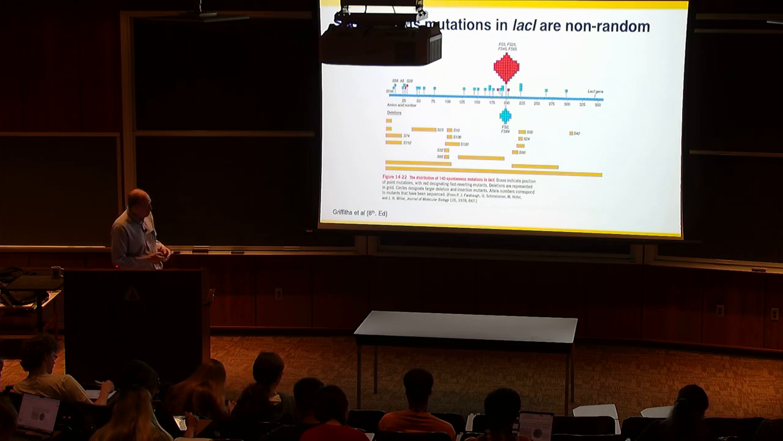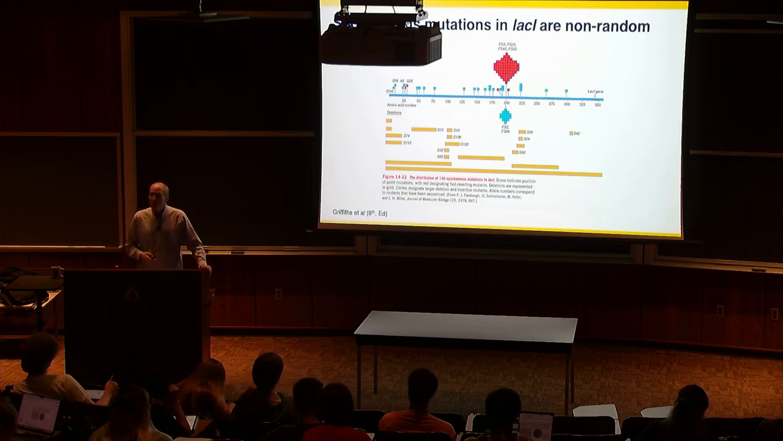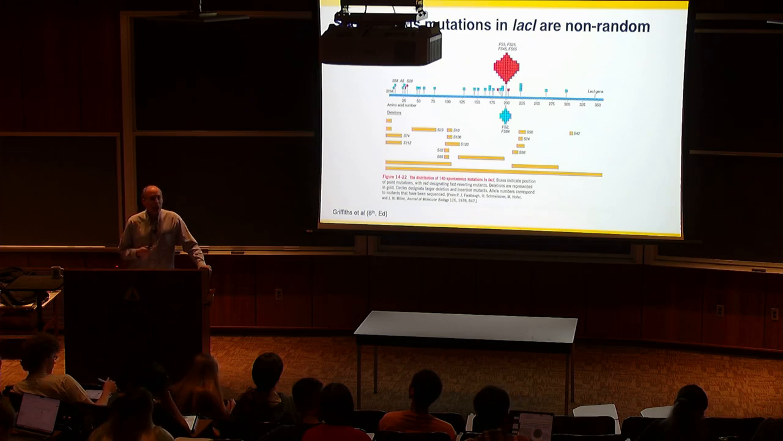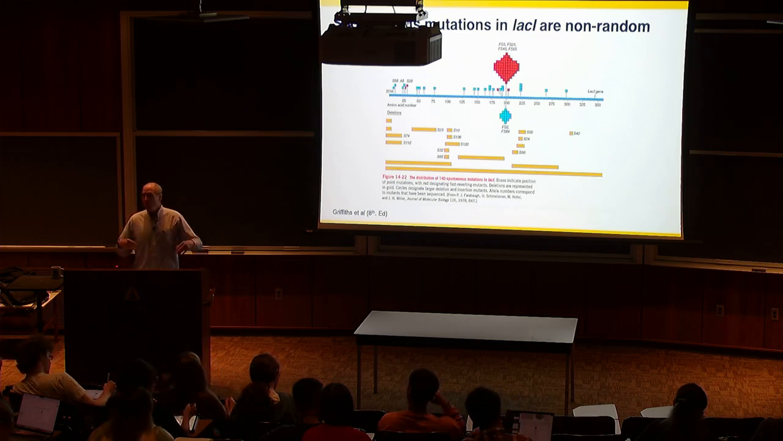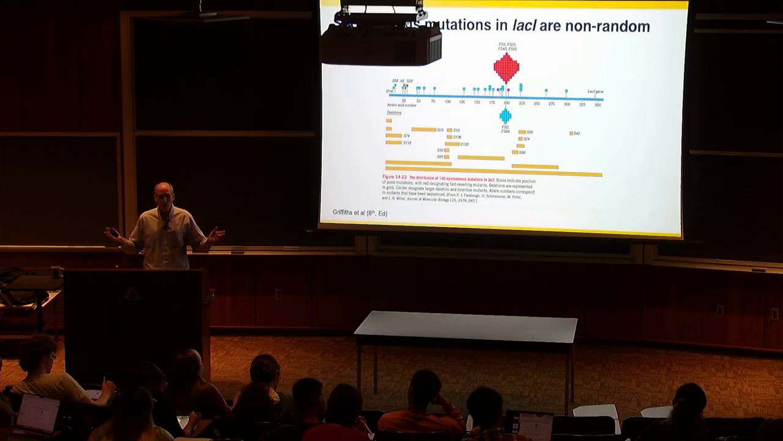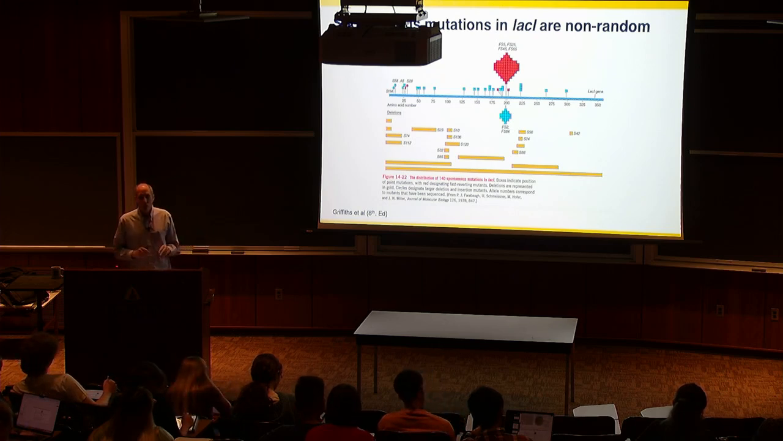And the first thing that came out of these studies, and the hero of the stories is a fellow named Jeff Miller at UCLA, is that mutations are highly non-random. You might have thought, oh, every base in the DNA is just as mutable as any other base. Mutations can happen anywhere. What's the big deal? That's totally wrong.